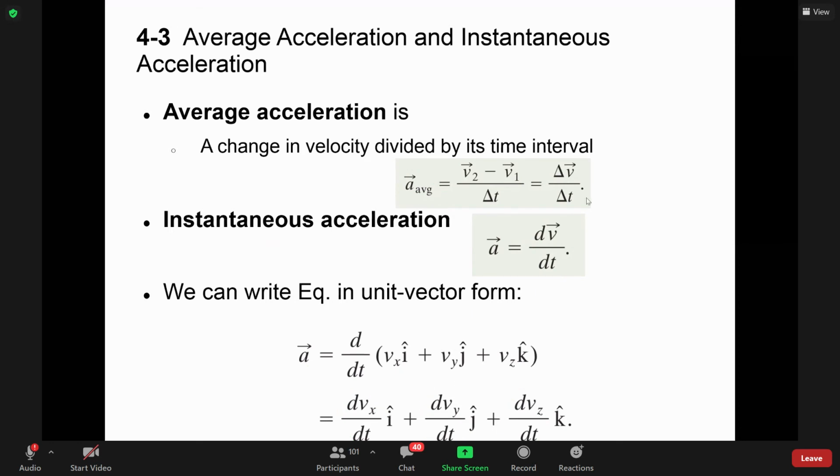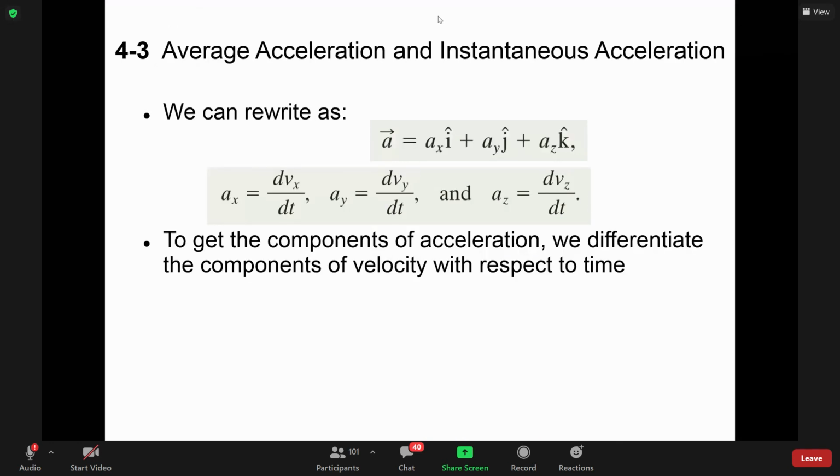So from here, instantaneous acceleration is defined as a = ax i hat + ay j hat + az k hat. Nothing is new, I just need you focusing. dvz by dt is easy. To get the components of acceleration, we differentiate the components of velocity with respect to time. Nothing new. We differentiate the components of the velocity with respect to what? To time.